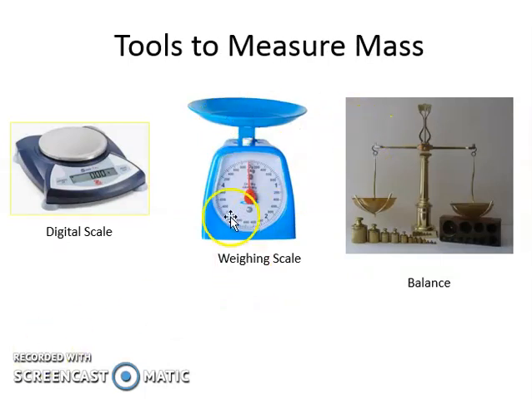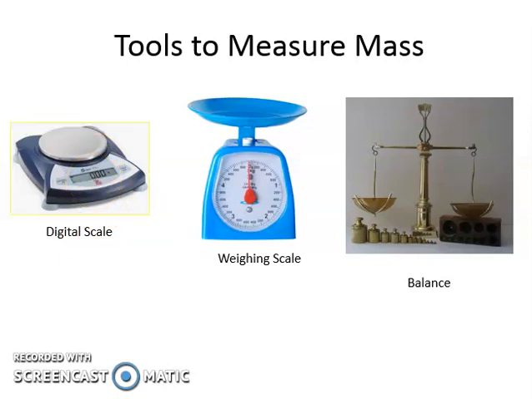Okay, tools to measure mass. We have a digital scale. We also have here the weighing scale. You can see it in your kitchen if your mom has one. And then the balance scale. This is for comparing which is heavy and which is lighter. Okay, digital, you can see it in the supermarket, when you want to know the mass of vegetables and fruits. So we call it a digital scale. This is powered by battery or electricity.